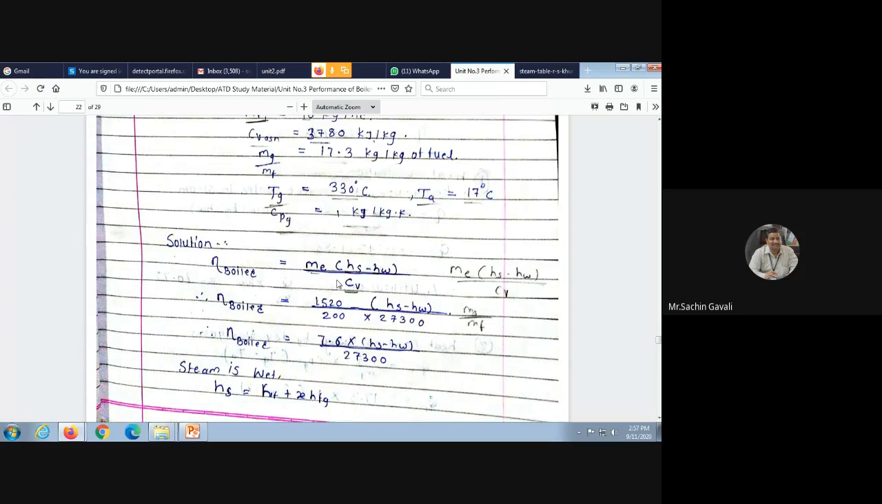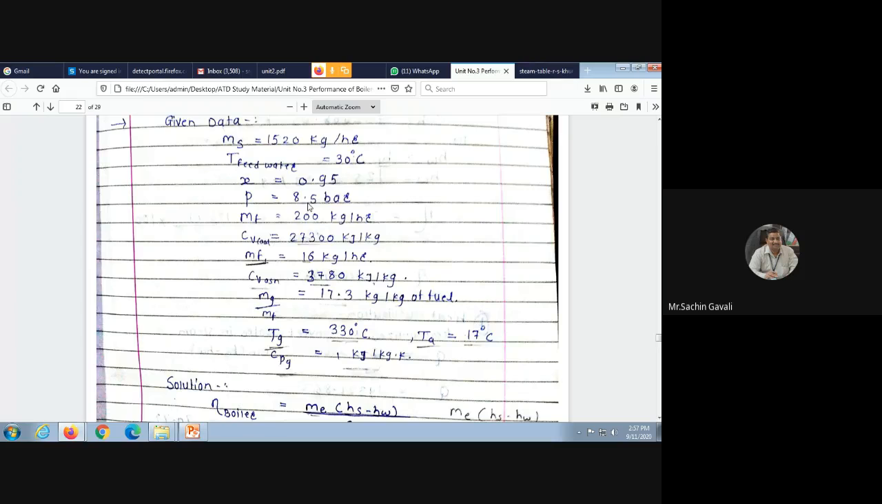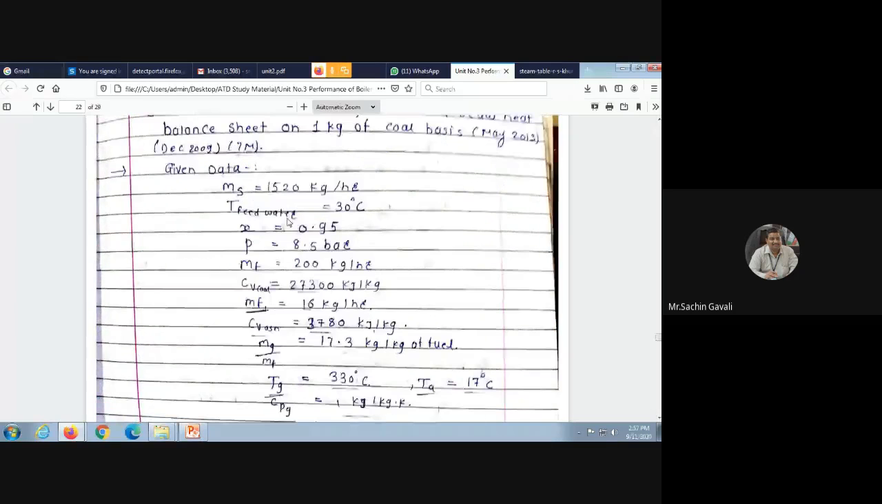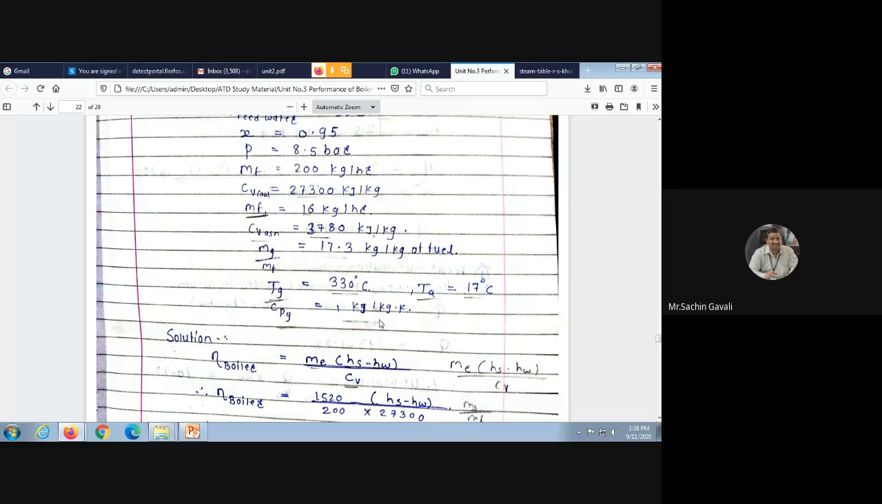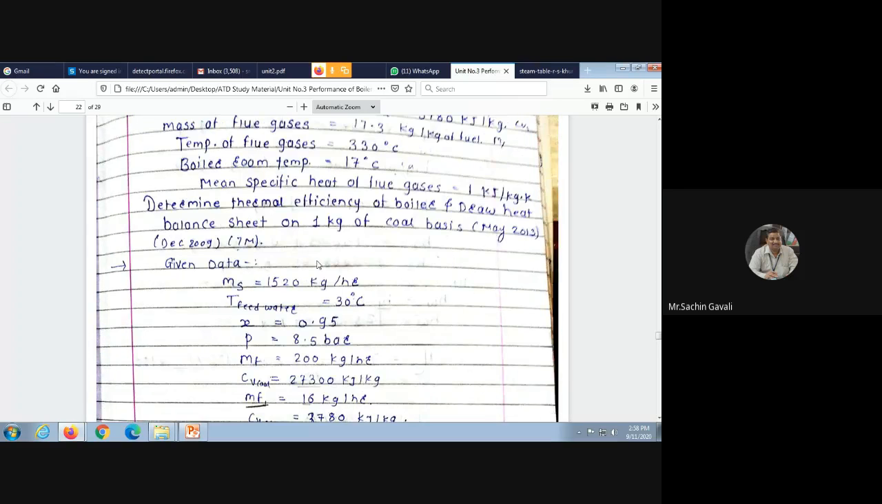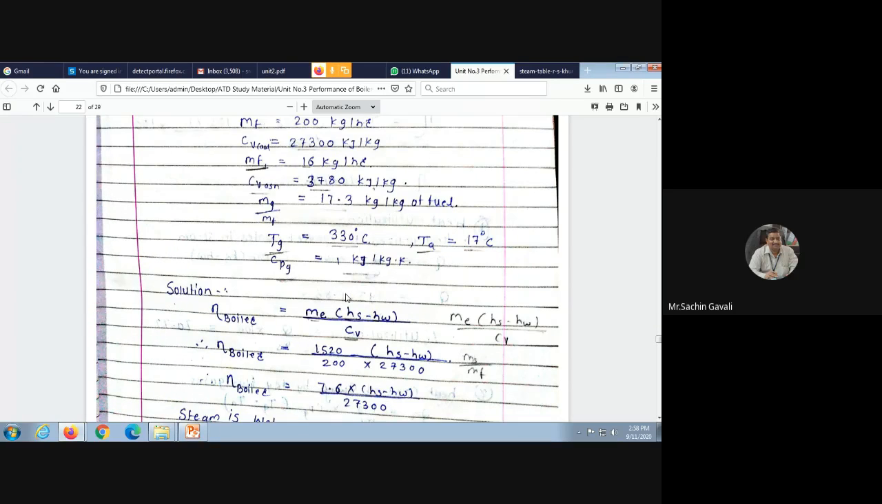Okay. So what we have to do is, given data is there, still we have to write the given data. MS 1520 kg per hour, temperature of feed water 30 degrees Celsius, X is equal to 9.95, pressure 8.5 bar, MF calorific value of coal, CV coal, MF 1 16 kg, CV of ash means CV1. Okay, mg upon MF, mg upon m directly I have given 17.3, tg 330, cpg 1, ta 17. Like that, whatever is given is our nomenclature we have to go for.